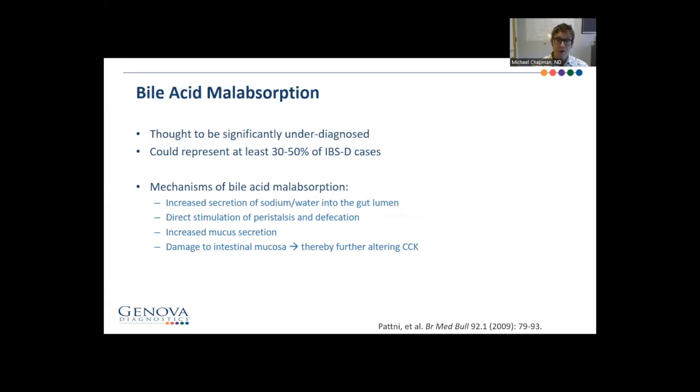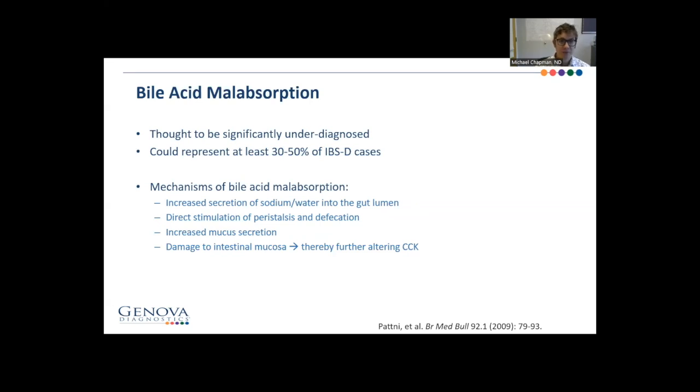There's a condition, bile acid malabsorption, and this is really thought to be significantly underdiagnosed. I think this is something we're going to find more and more is underpinning a lot of our IBS conditions. There's one study that I've cited here that said it could represent at least 30 to 50% of all IBS-D cases. So that's pretty significant.